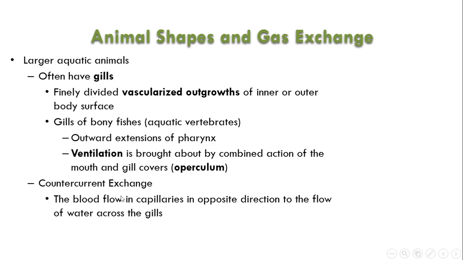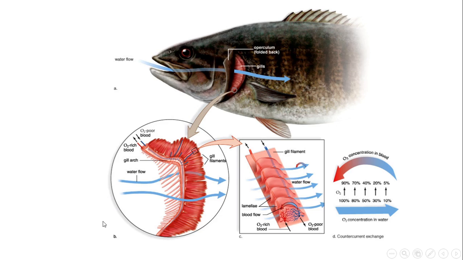Countercurrent exchange, the blood flows in capillaries in the opposite direction to the flow of water across the gills. As you see in the picture, these are the gills and the capillaries inside the gills where the gas exchange occurs.